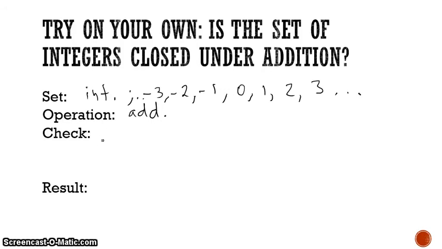I'm going to make it fun, so I'm going to choose a positive number and a negative number. So how about I'll do negative 3 plus, because I'm adding, plus 2. Negative number, positive number, so I'm going to subtract and keep the sign of the bigger. I'm going to end up with negative 1. Does negative 1 belong to the set of integers? Is negative 1 an integer?